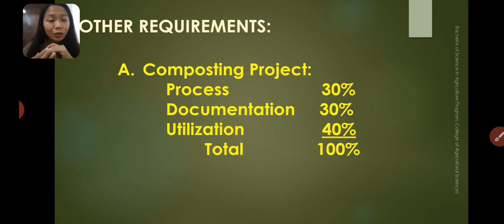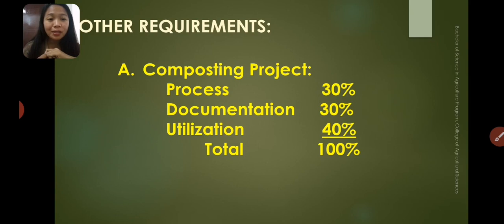And I want you also to document that. I want to have your photo documentation. I also want to have your records and your description of the processes that you have done, and what are the inputs that you have included for such composting project. So it's very important.